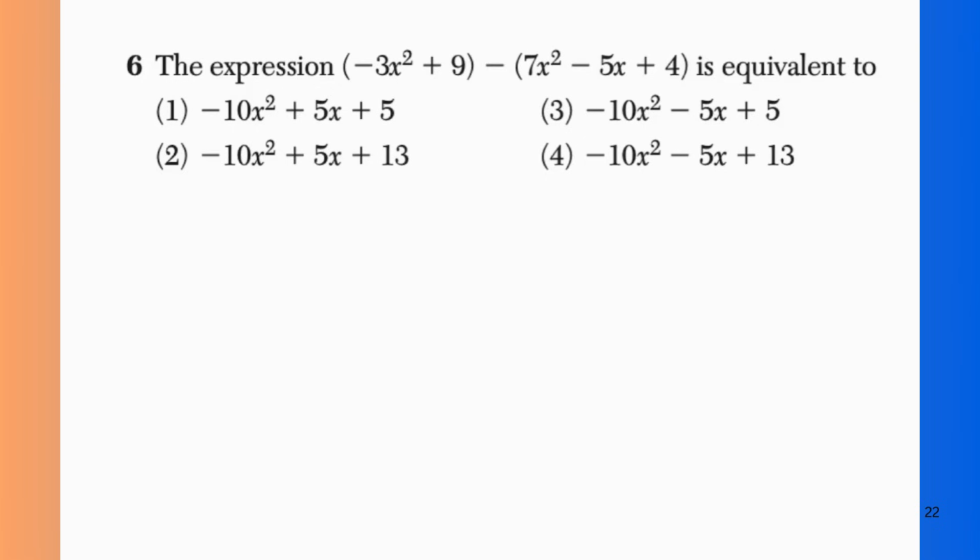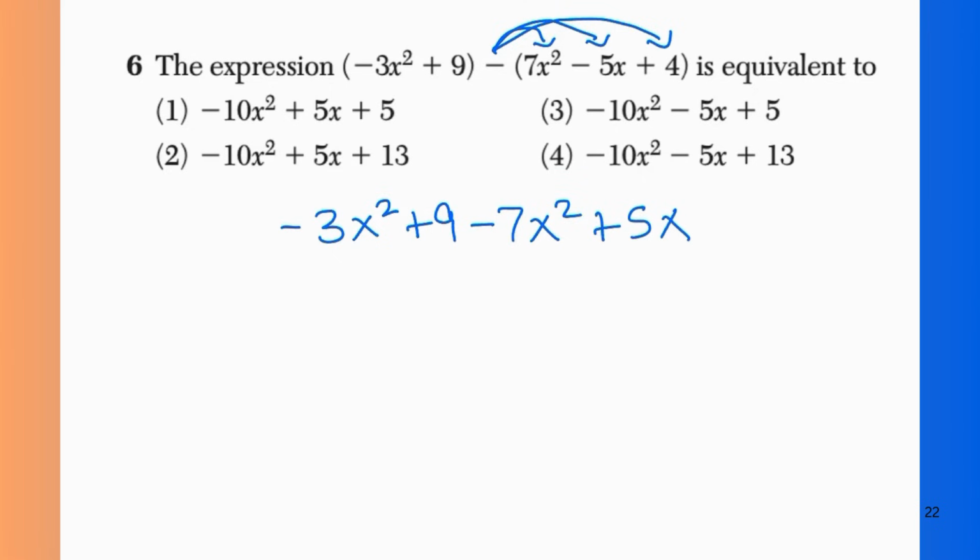We are subtracting a trinomial from a binomial. What's important to remember is that subtraction sign applies to everything inside these parentheses. So you can think about it like we're distributing a -1. So this is going to be negative 3x squared plus 9 minus 7x squared plus 5x, because -1 times -5x is positive 5x, minus 4, because negative 1 times positive 4 is negative 4.